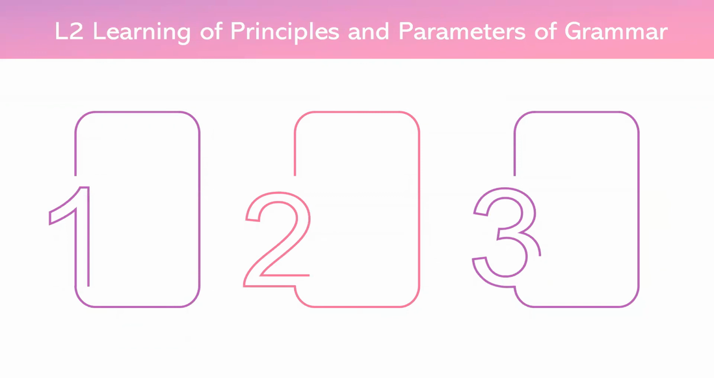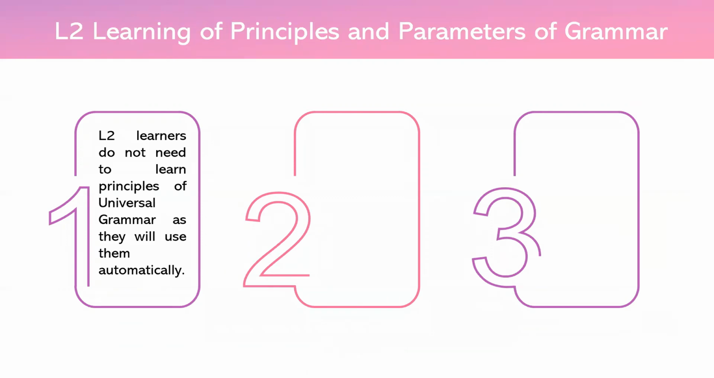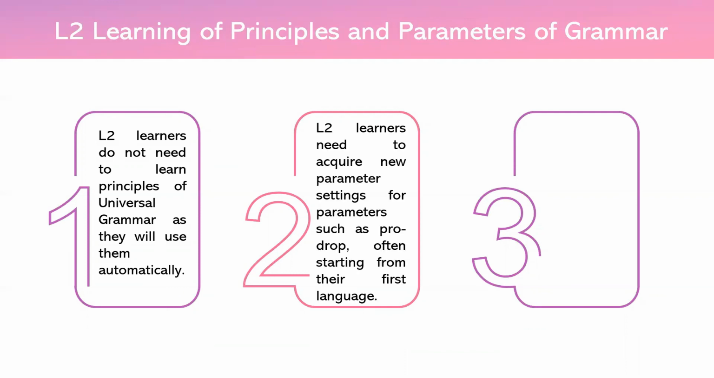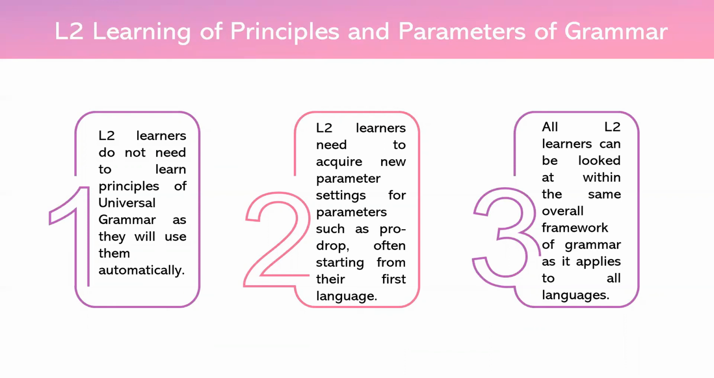L2 learning of principles and parameters of grammar. These are the key takeaways. L2 learners do not need to learn principles of universal grammar as they will use them automatically. L2 learners need to acquire new parameter settings for parameters such as pro-drop, often starting from their first language. All L2 learners can be looked at within the same overall framework of grammar as it applies to all languages.